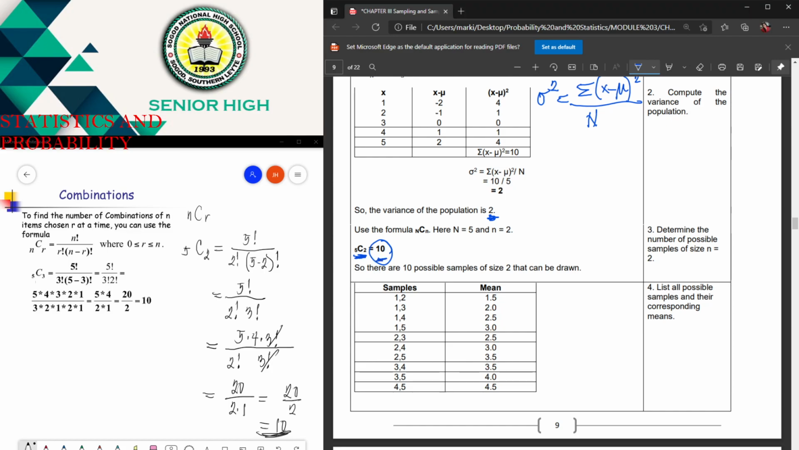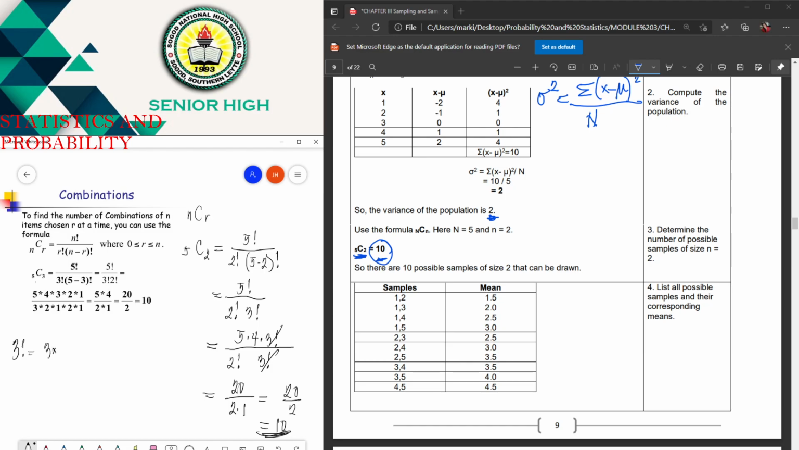By the way, the question: what is factorial? Why did we do that? Because when you say factorial, for example 3 factorial, that is equal to 3 times 2 times 1.